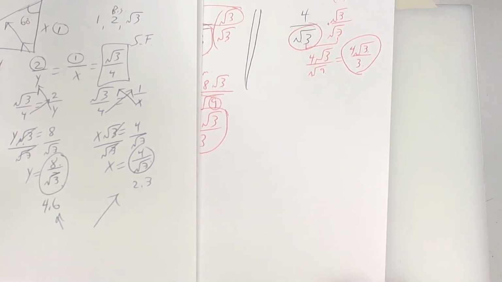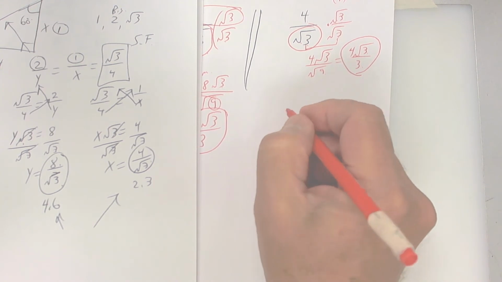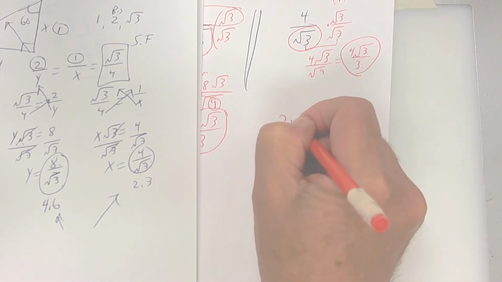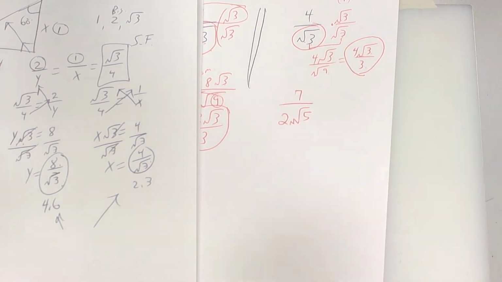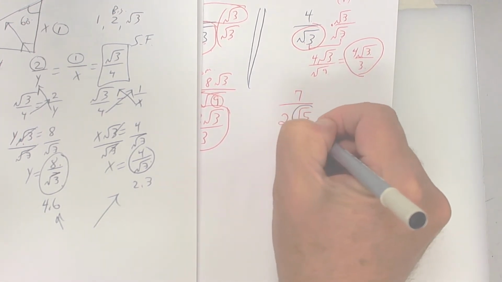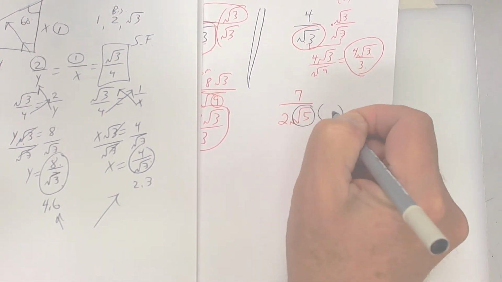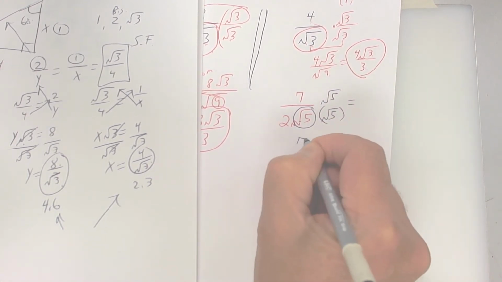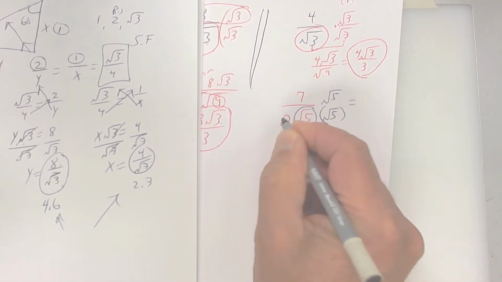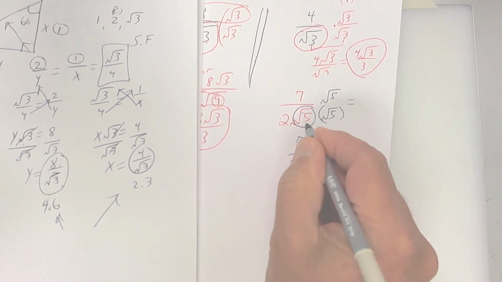Let you try one more. Put down 2 square root of 5 and make it a fraction. So put 7 over 2 square root of 5. All right, let's rationalize. Now look, you only want to get rid of this. So you only want to write that twice. So put square root of 5 twice. So you're going to get 7 square root of 5 over 2 square root of 25.